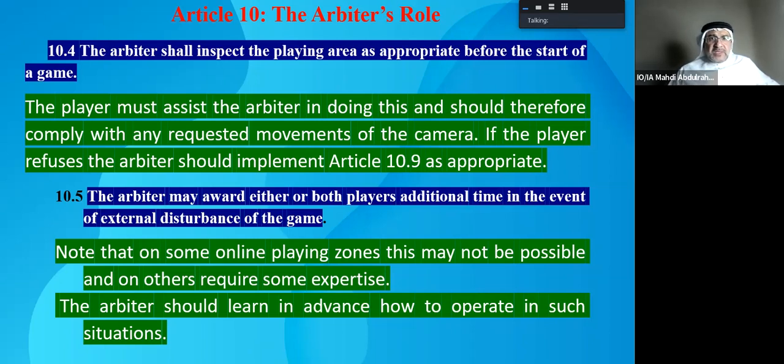So the player must assess the arbiter in doing this and should therefore comply with any requests. So if the arbiter finds the angle of the camera is not correct with the player, and he wants, by chatting to him, please take the angle right, left, and go up or down, and he has to contact him by chatting. Sometimes we have problems with some players, language problems.